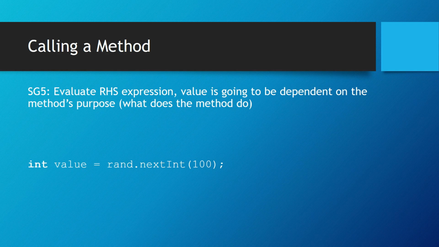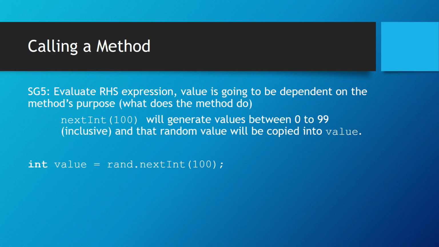Now, subgoal 5 asks us to evaluate the right-hand side of this expression. Looking at the right-hand side of the expression, we see rand.nextInt(100). This will call the nextInt method on the rand instance of the Random class that will generate an integer value between 0 and 99 inclusive. That value will then be copied into the variable value.